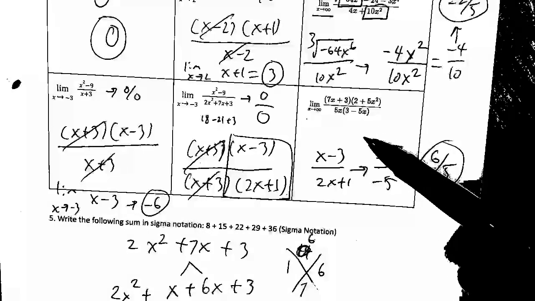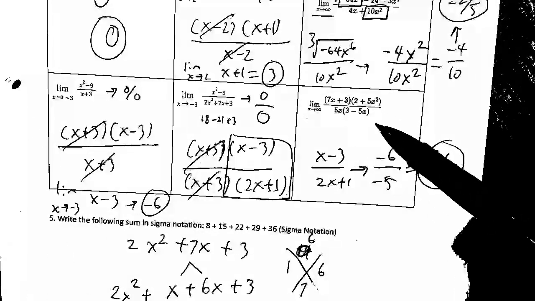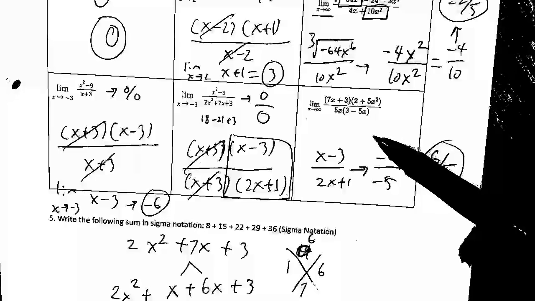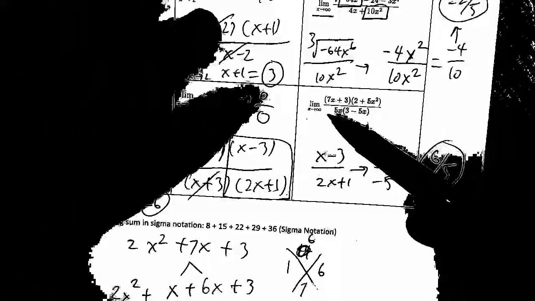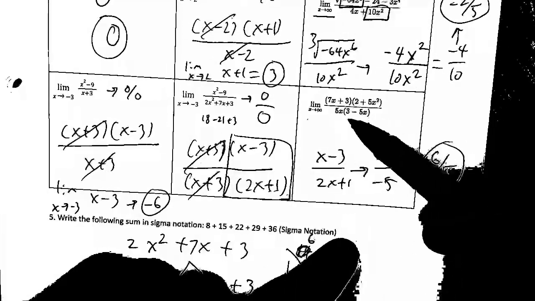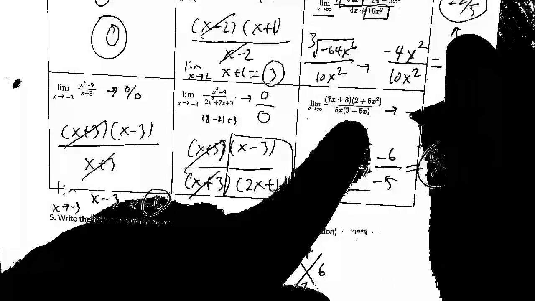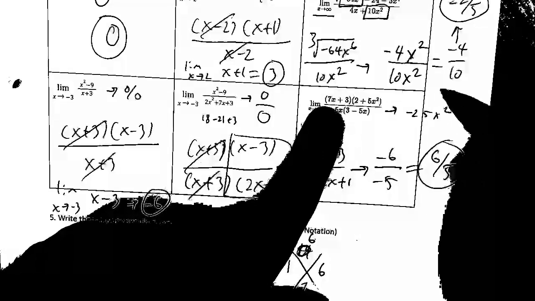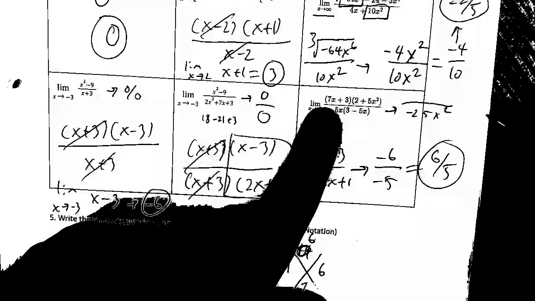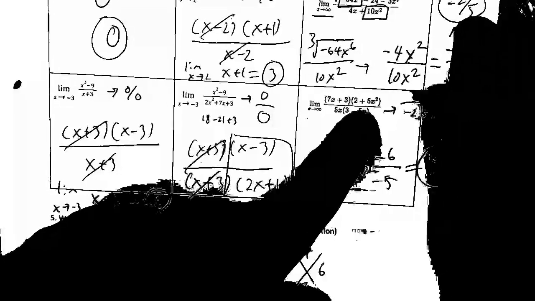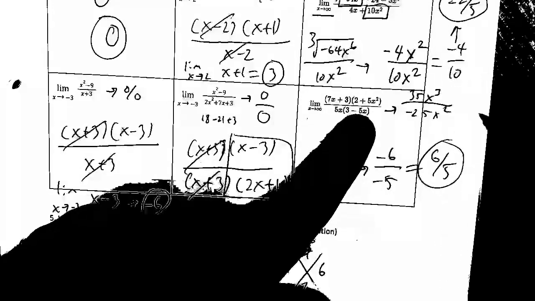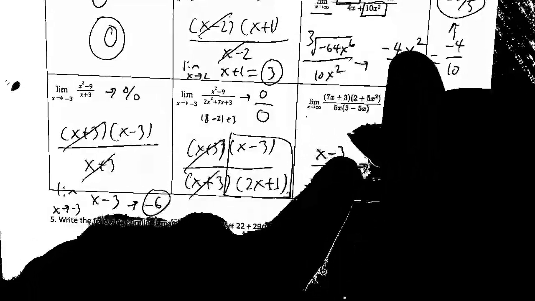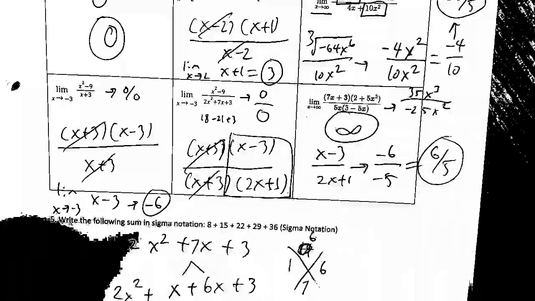so again, same thing, the biggest degree on the bottom and the biggest degree on the top. This one's a little more challenging because it's not been multiplied out. If we were to multiply out the bottom, the biggest term would be negative 25x squared. And on top, if we multiplied it out, we'd get 7x times 5x squared, so that'd be 35x cubed. And the cube beats the square, so this limit is just infinity.